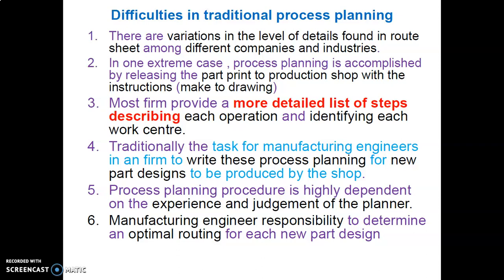Traditionally, it is the task of the manufacturing engineer in a firm to write this process plan for a new part design to be produced by a shop. A process planning procedure is highly dependent on the experience and judgment of a planner. It is the manufacturing engineer's responsibility to determine an optimal routing for each new part design. So you can refer to all six difficulties that are faced during traditional process planning. In this you require skilled engineers, the most experienced people. They can decide which is the optimal route, and what is the minimum time to execute that operation.